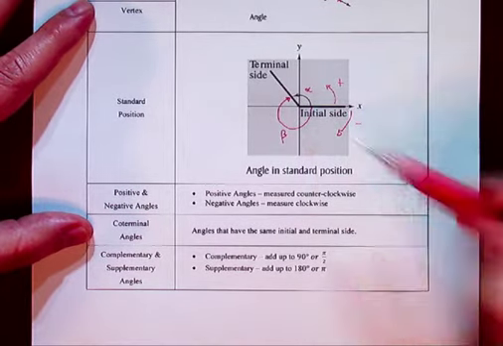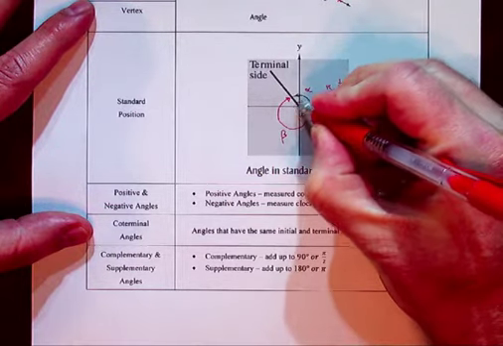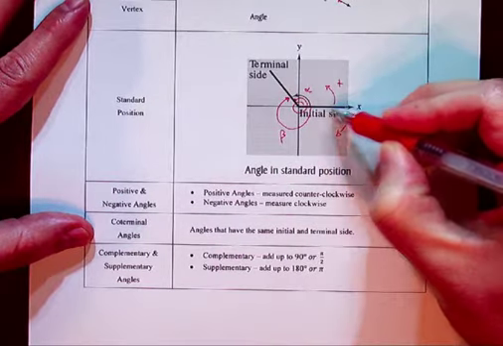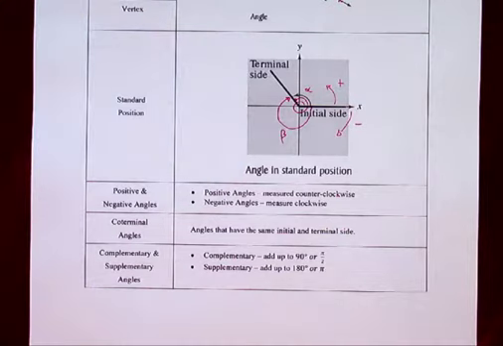And of course, it's not just these two angles that are represented. I mean, you can spin it around as many times as you want. As long as you start on the initial side and end on this particular terminal side, there are actually an infinite number of coterminal angles, okay?